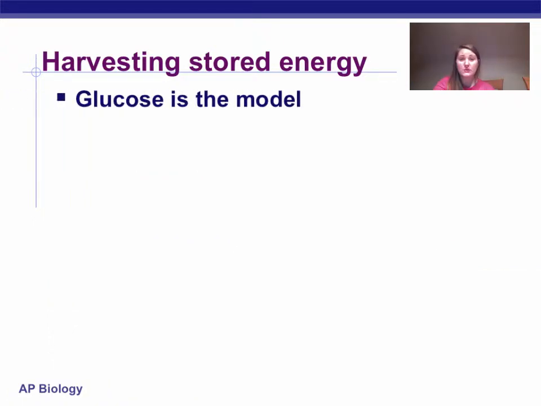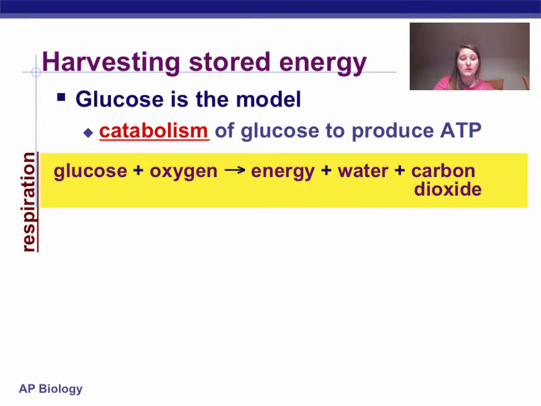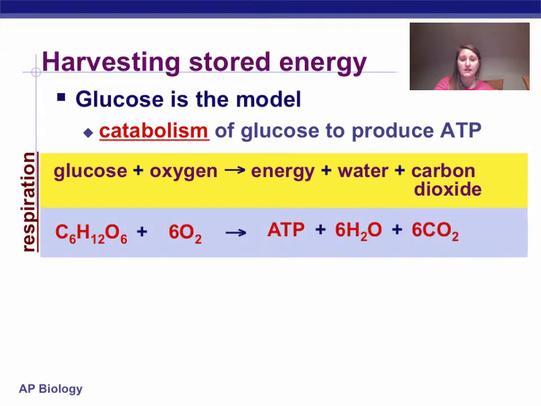Where is this energy stored? The energy is stored in glucose, which is a carbohydrate. Through a catabolic reaction, glucose is able to produce ATP. So, respiration is glucose reacting with oxygen to produce energy, water, and carbon dioxide.